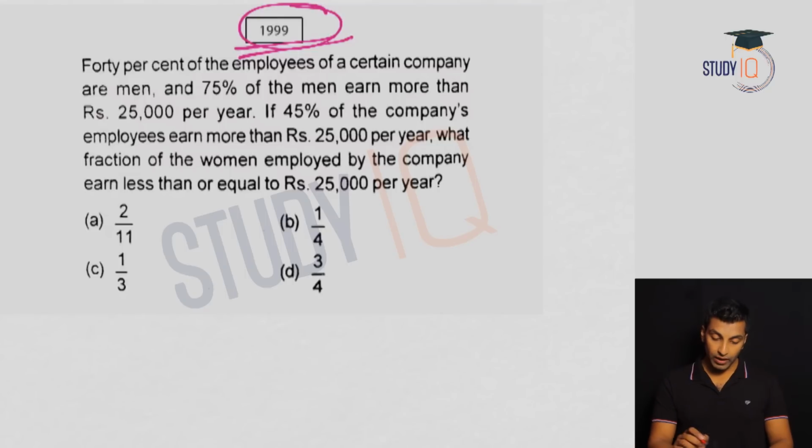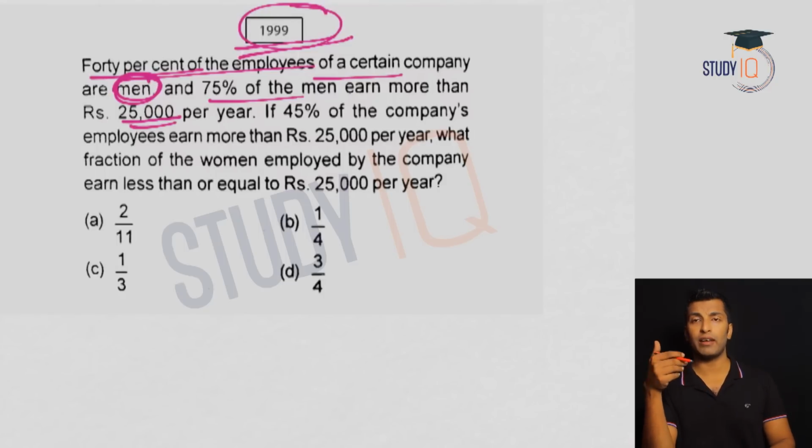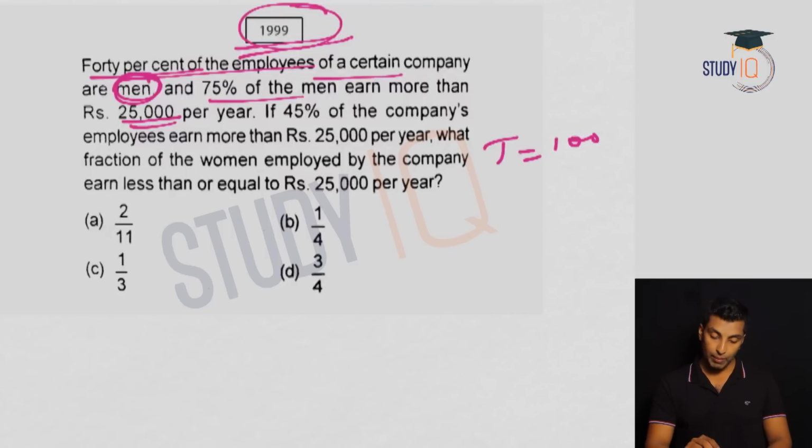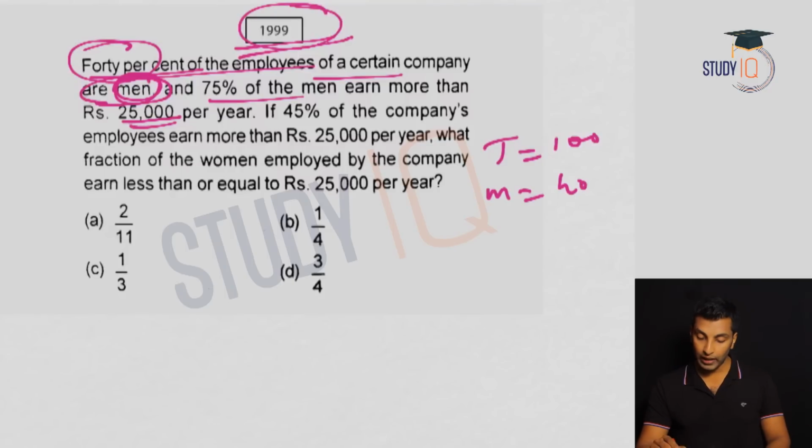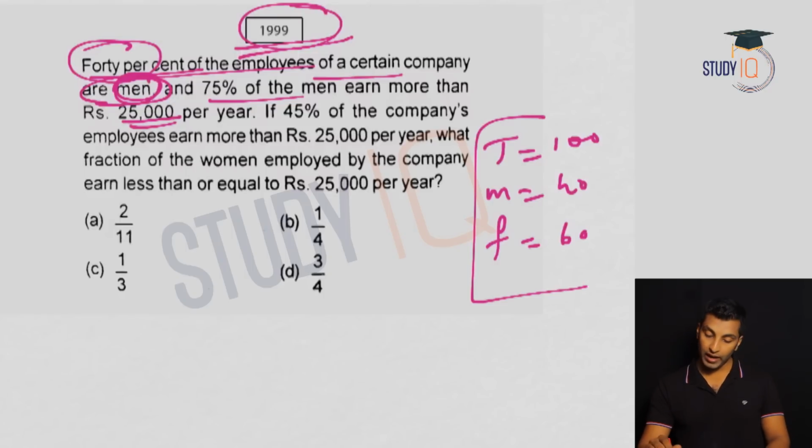Okay, what you need to do, what is given? 40% of the employees of the company are men. And 75% of the men earn more than 25,000 per year. The moment you come across a question like percent, you can assume that the total number of employees is 100. So let's suppose total is 100. 40% means number of men is equal to 40, number of women is equal to 60. So now we understood this much, right?